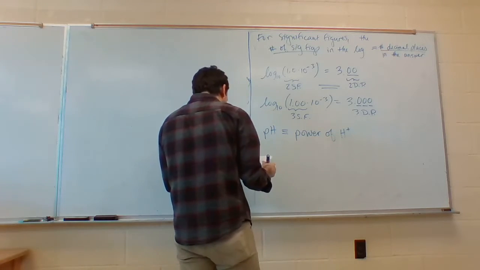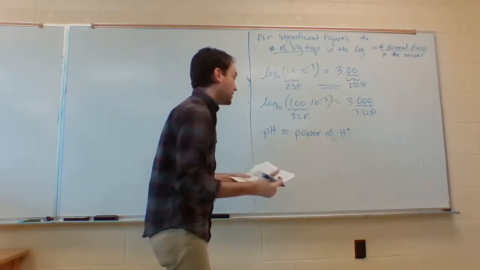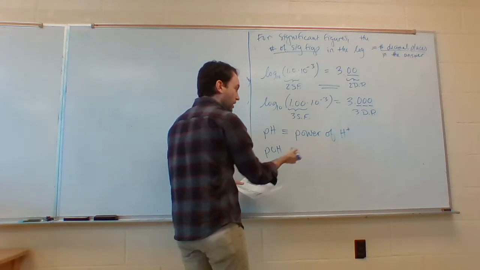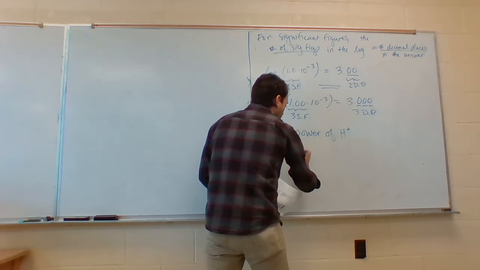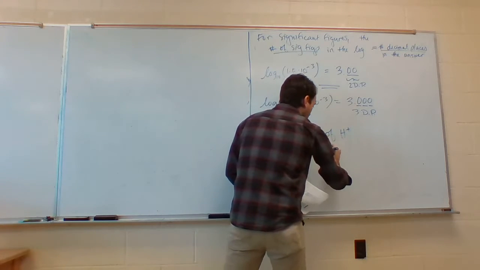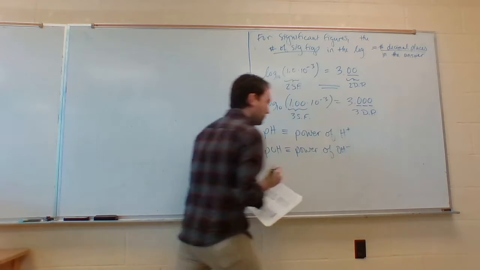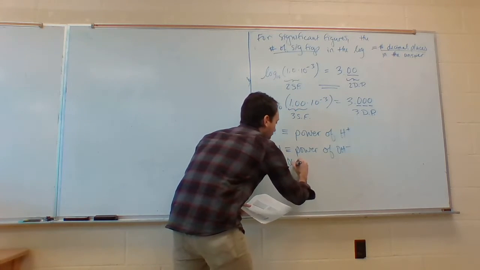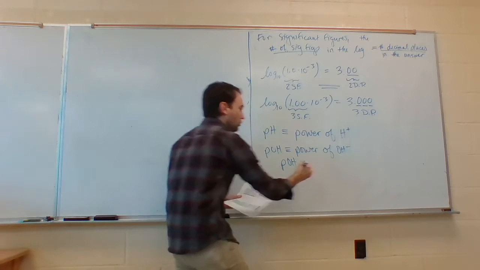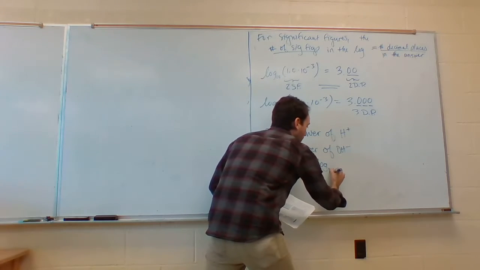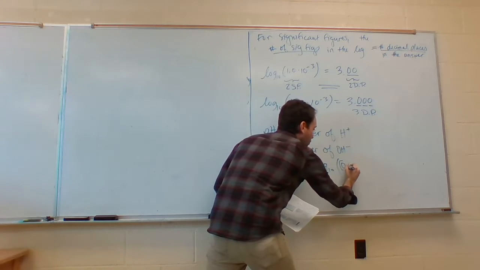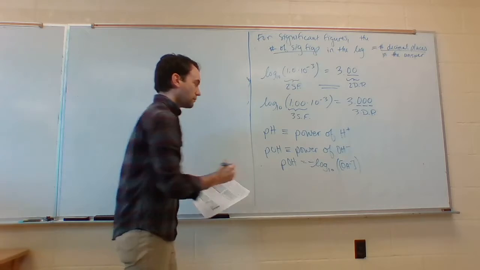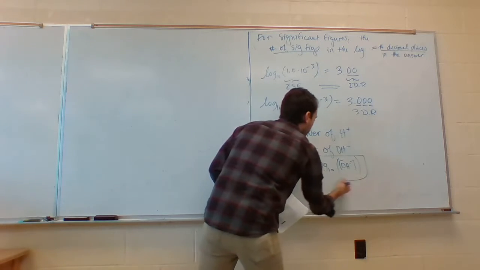So if we apply it to other concepts in chemistry, we could get our pOH, which would be the power of OH minus. If we wanted to calculate our pOH, that would be equal to the negative log base 10 of our concentration of OH minus. So that's another one that's pretty useful.